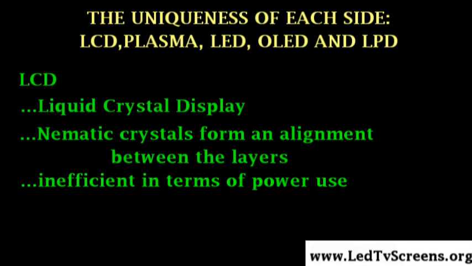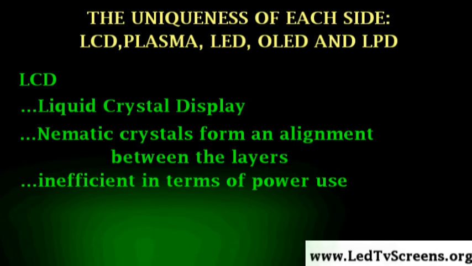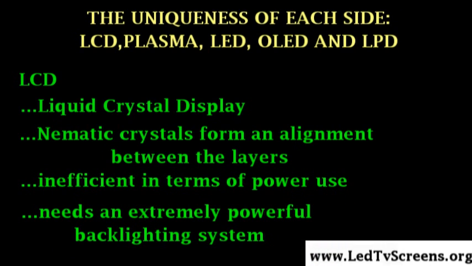LCDs are relatively inefficient in terms of power use per display size because the vast majority of light that is being produced at the back of the screen is blocked before it reaches the viewer. For these reasons, the backlighting system has to be extremely powerful. In spite of using highly efficient CCFLs, most sets use several hundred watts of power, more than would be required to light an entire house with the same technology.